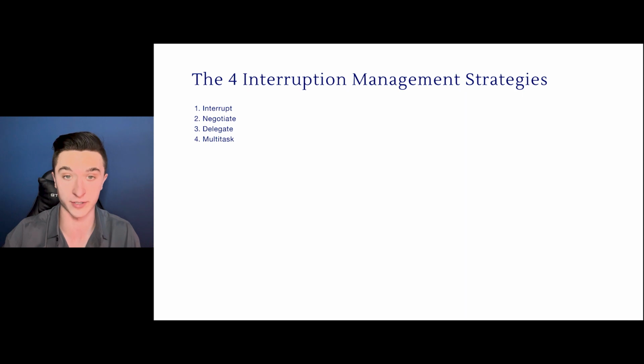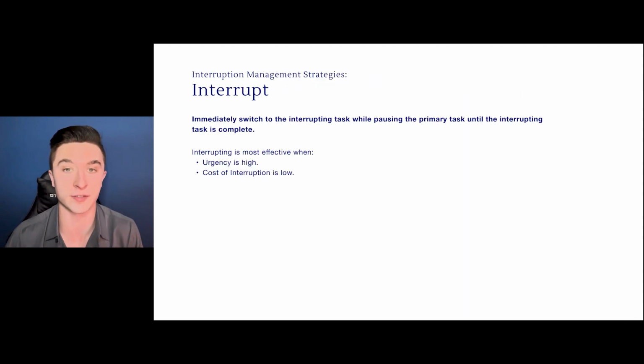The first strategy is to interrupt, and this is the decision to immediately switch to the interrupting task while pausing the primary task until the interrupting task is complete. Interrupting is best utilized when interruption urgency is high and the cost of interruption is low.